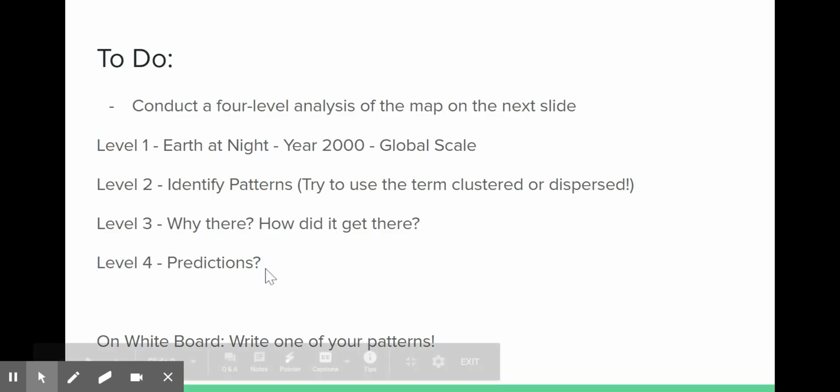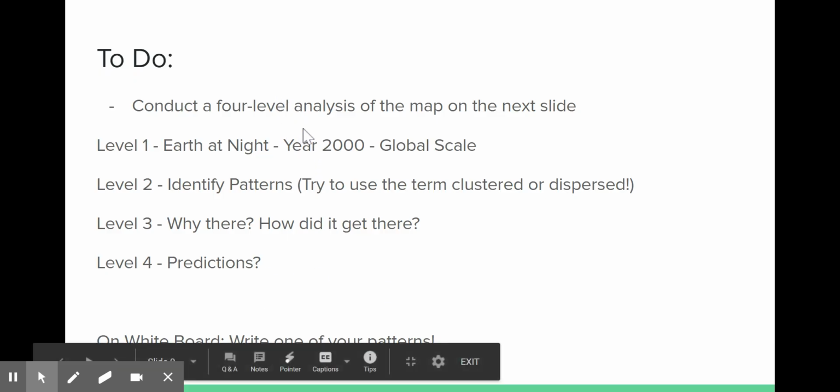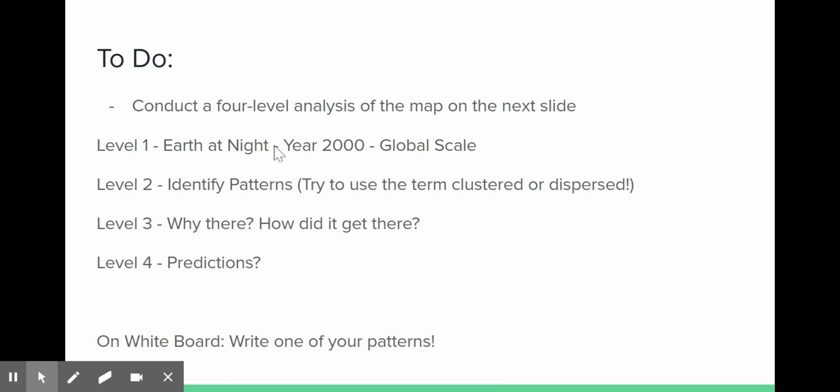All right, so like we said, you are going to start by conducting a 4-level analysis. Level 1: Earth at night, year 2000, on the global scale, showing the entire Earth. Level 2: try to identify some patterns that you see. Level 3: why is it there and how did it get there? And level 4: what are predictions that you might have? I want you to pause the video when you get to the map and do this. Then we are going to meet back together, and I want you to have one of your patterns written down on your whiteboard as well. We'll try that and see how it works. There'll be some trial and error with all of this, of course.